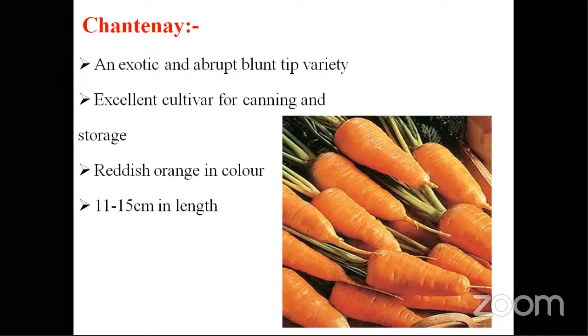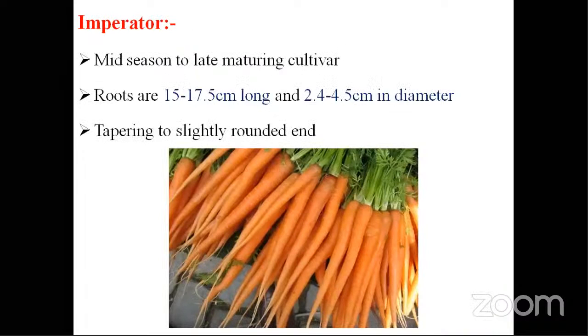So reddish orange colored roots, which are 11 to 15 centimeters in length. So Imperator, we have already seen in the image also, they are very long roots. You can see here 15 to 17.5 centimeter roots with a 2.5 to 4.5 centimeter diameter and very tapering roots. So you should remember seeing this Imperator image. This is the 4th time I'm showing the image of Imperator.